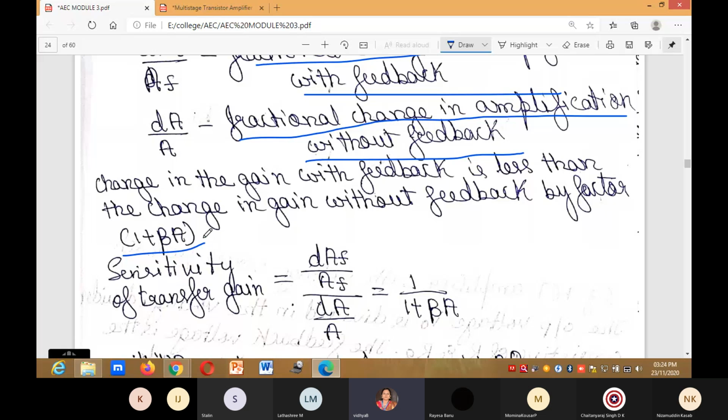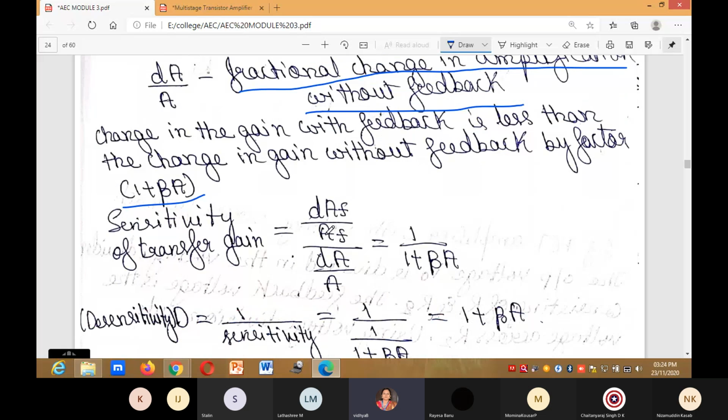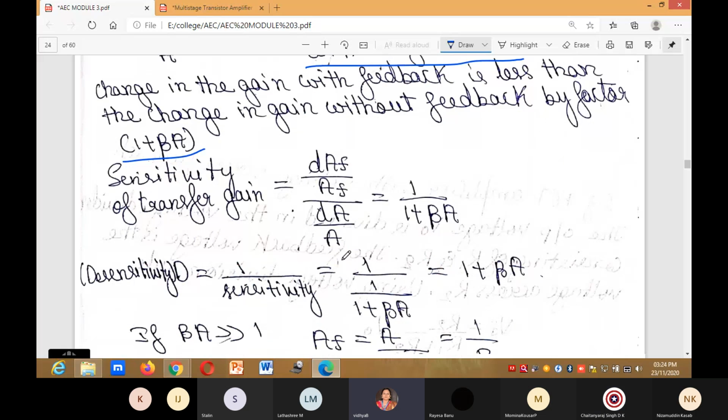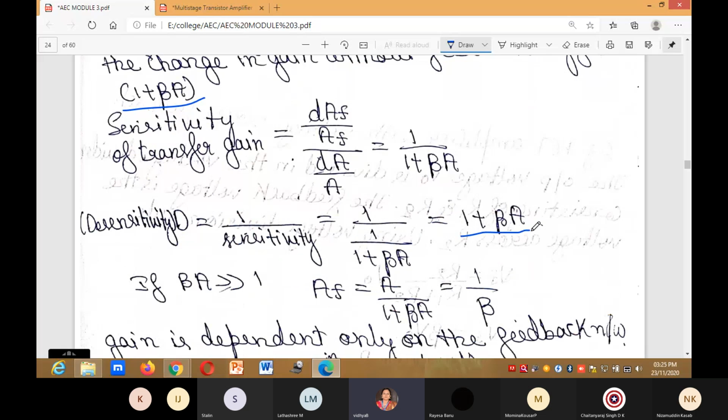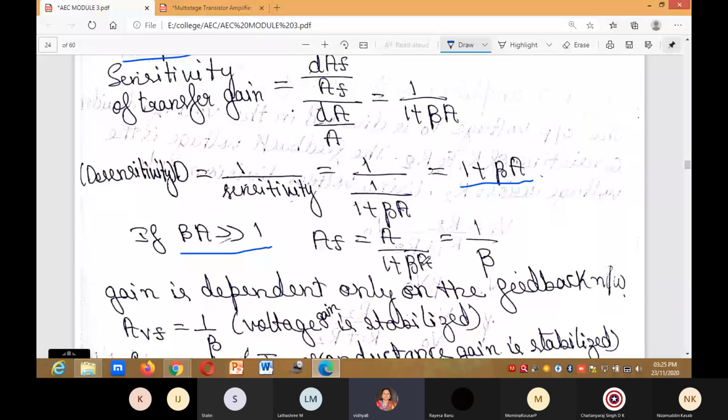Sensitivity of transfer gain, that is dAF divided by AF whole divided by dA divided by A, is 1 divided by 1 plus beta A. Desensitivity is equal to 1 divided by sensitivity. If you substitute the value, you will get 1 plus beta A. But usually beta A is much greater than 1, so beta A gets cancelled and you will get 1 by beta. So gain is dependent only on the feedback network.